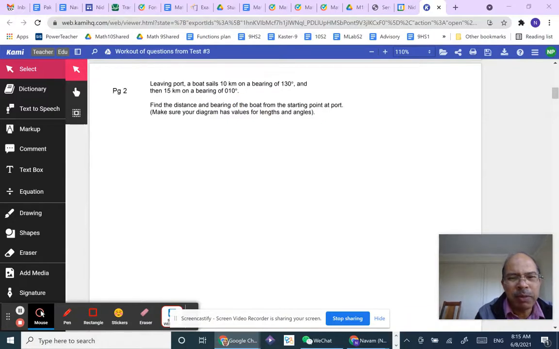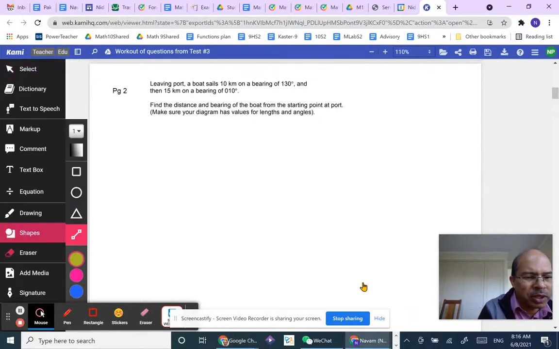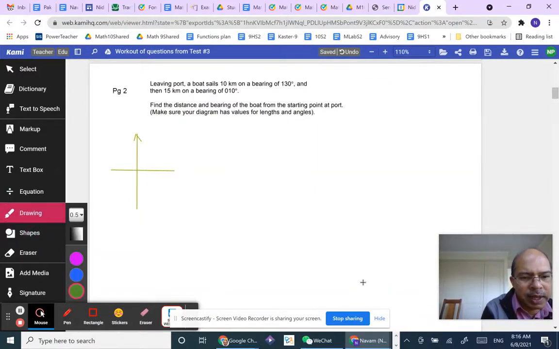So when solving a problem like this, we just go step by step and try and write down or diagram the information. It says leaving port, a boat sails 10 kilometers on a bearing of 130 degrees. When drawing a bearing, you always start with a cross, which shows the north, south, east, west directions. And then let this first point be called, say, P.